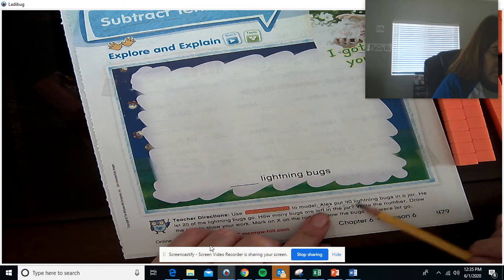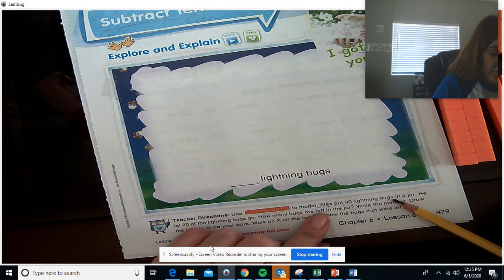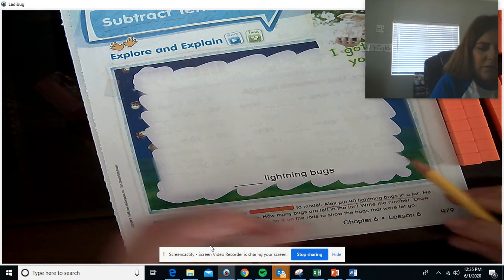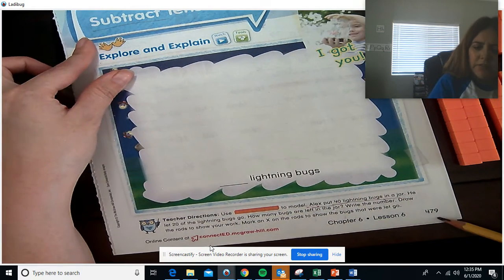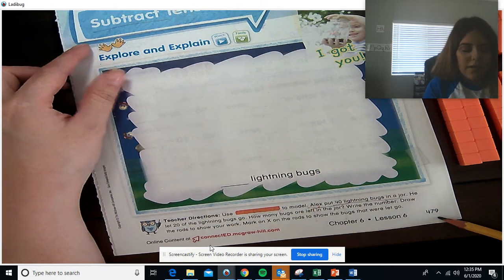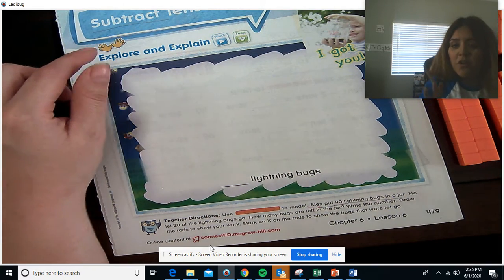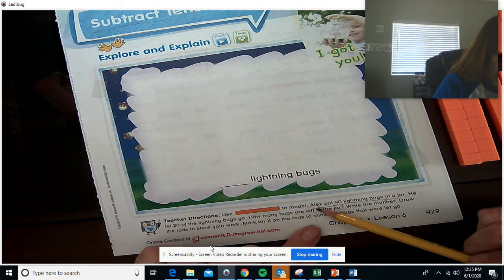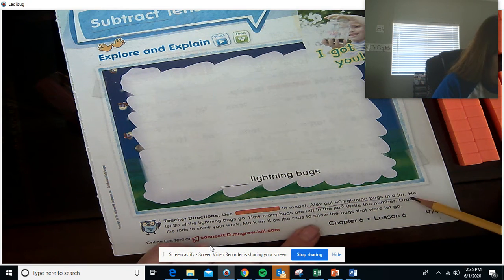So our problem today says use this bar to model. It says Alex put 40 lightning bugs in a jar. And I'm sorry, I didn't tell you what page this is. This is page 479 in your My Math book, volume 1. Okay, so if you need to pause right now, go ahead and pause and go look for your book. Okay.